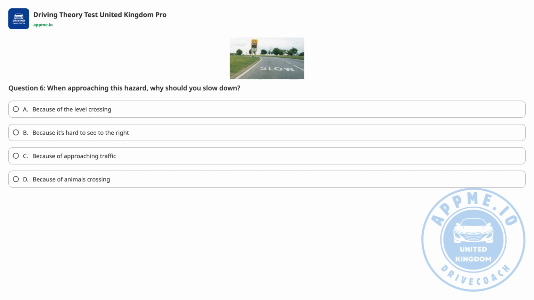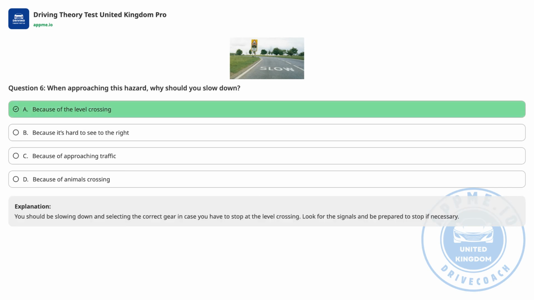Question 6. When approaching this hazard, why should you slow down? A. Because of the level crossing. B. Because it's hard to see to the right. C. Because of approaching traffic. D. Because of animals crossing. The correct answer is A.